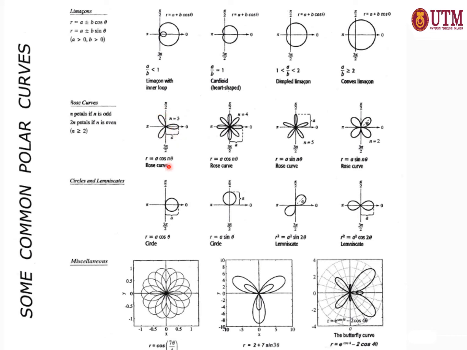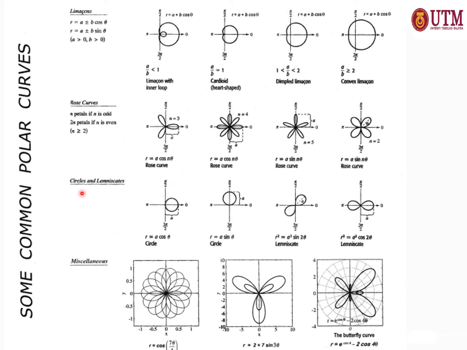But if n is even, for example we have cos 4 theta, the number of petals would be 2n. So for cos 4 theta, it will be 8 petals: 1, 2, 3, 4, 5, 6, 7, 8. And the value of n must be greater than or equal to 2. So these are the rose curves. The shape of cos n theta would be different from sin n theta, and a refers to the length of the petals.